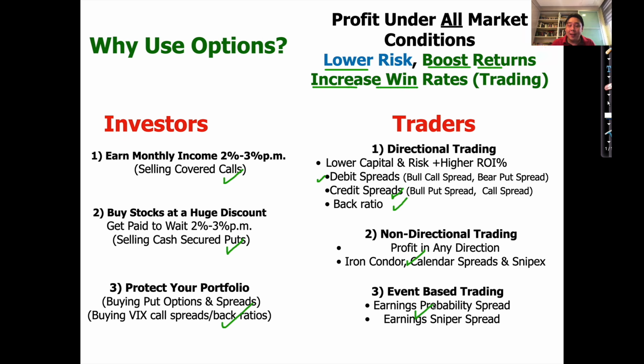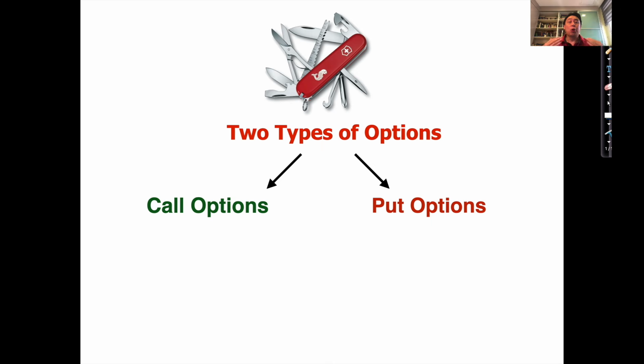So if you're excited, let's get started with the basics to understand what's an option in the first place. So the first thing to understand is that there are only 2 types of options. You've got call options and you've got put options. That's it. Sounds simple? Okay, so let's begin with a call option.